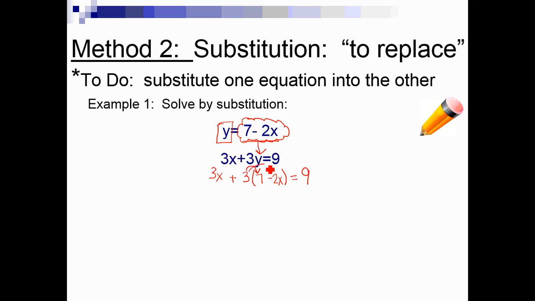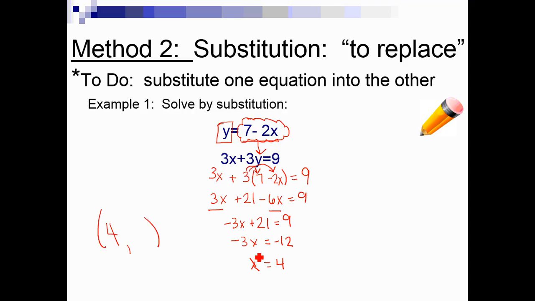And then we're going to go ahead and distribute. To solve here, we have 3x plus 21 minus 6x equals 9. We'll combine like terms. 3x and negative 6x is negative 3x plus 21 equals 9. Negative 3x equals 9 minus 21, which is negative 12, and x would be 4. So far we know the x part of my point, you guys, is 4. But that doesn't mean we're done. Remember, we're looking for a point of intersection, so we still need to know the y as well.